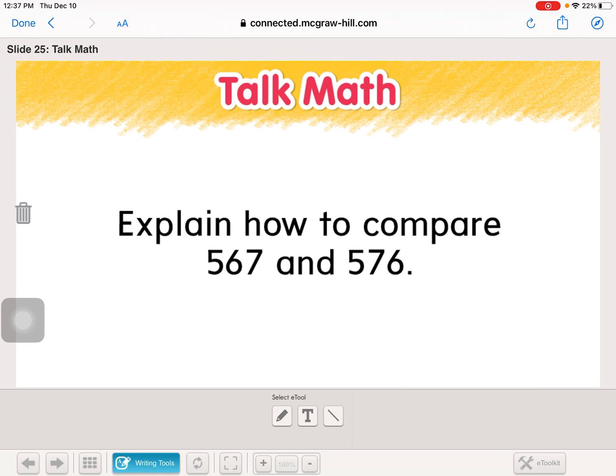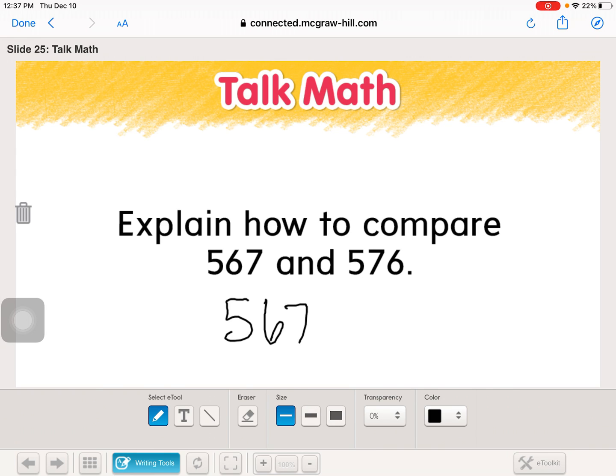Explain how to compare 567 and 576. So 567, 576. How are we going to do that? Well, we have to start in our largest place value, which in this case is hundreds. The hundreds are the same, so we go next door to check the tens. And in this case, 7 is bigger than 6, so the alligator's going to open its mouth towards 576. We read this as 567 is less than 576.